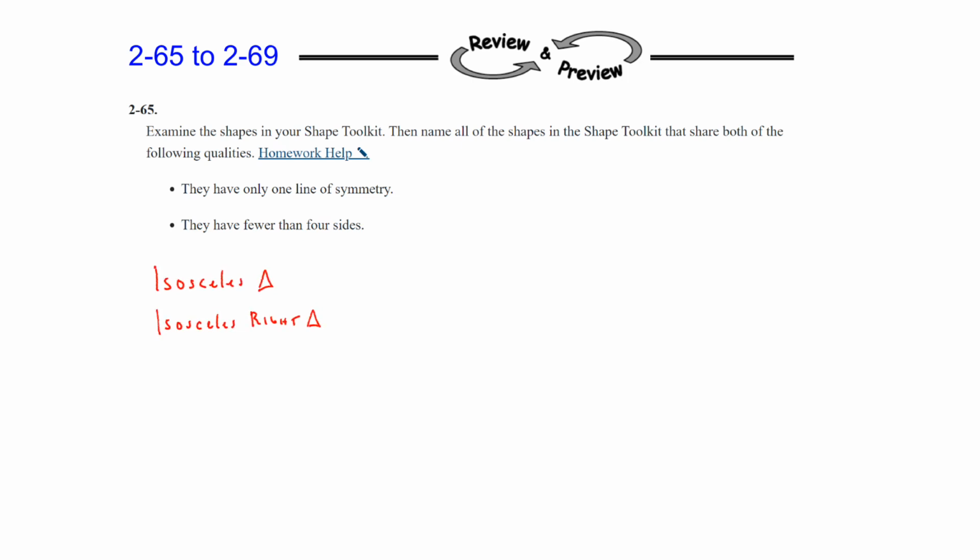It has fewer than 4 sides, so you're looking at all the triangles, but have one line of symmetry. Some of you were thinking the equilateral triangle, but there's more than one line of symmetry in an equilateral triangle. So once again, isosceles triangle and isosceles right triangle.